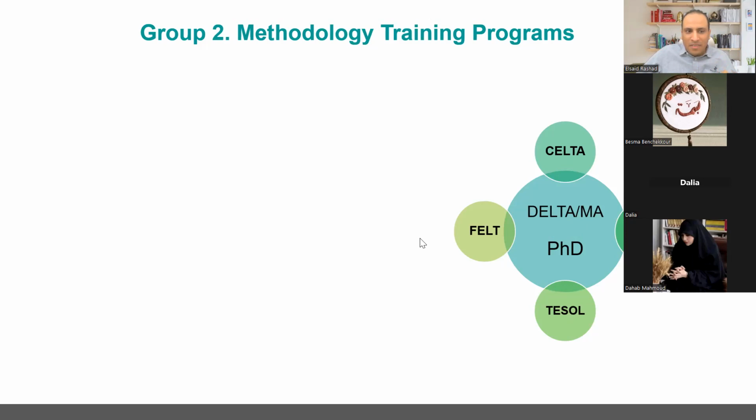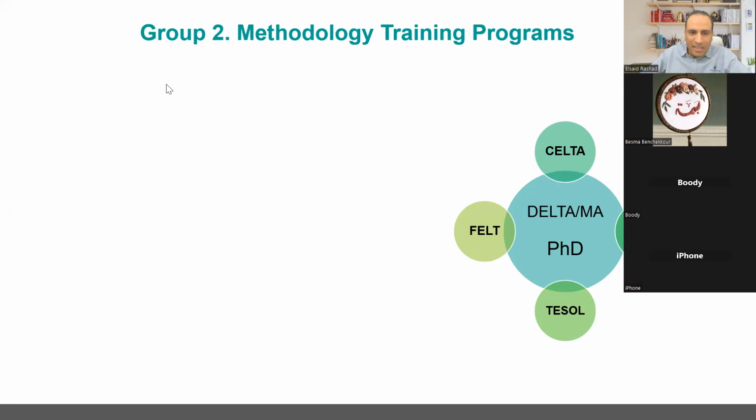MA is a degree. Many people were asking me when I finished the Delta, because Delta is equivalent to an MA degree. It's level 7 according to the UK qualifications framework. But many people asked me, can you go for a PhD after finishing the Delta? The answer is no. Delta is a diploma, okay? It's not a degree. So you cannot proceed to a PhD unless you have an MA degree.